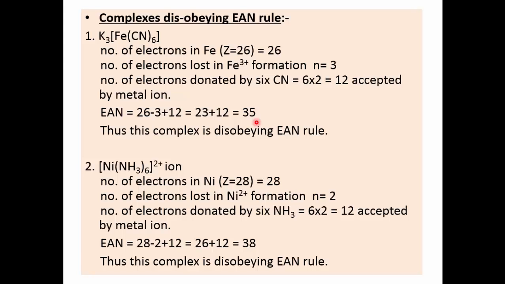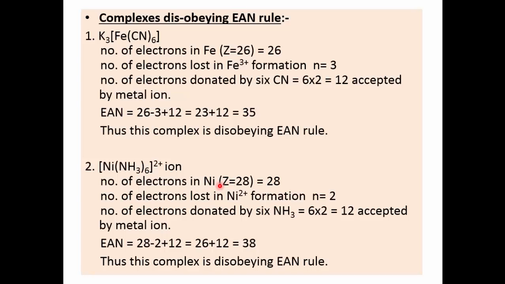It is not agreed with the atomic number of any inert gas. Therefore, we say that this complex is disobeying the EAN rule. Okay. Second, the Ni(NH3)6 2+ ion. Here there are 6 ammonia molecules. These are neutral. Therefore, the 2+ charge is from nickel. So nickel is present in Ni2+ ionic form.